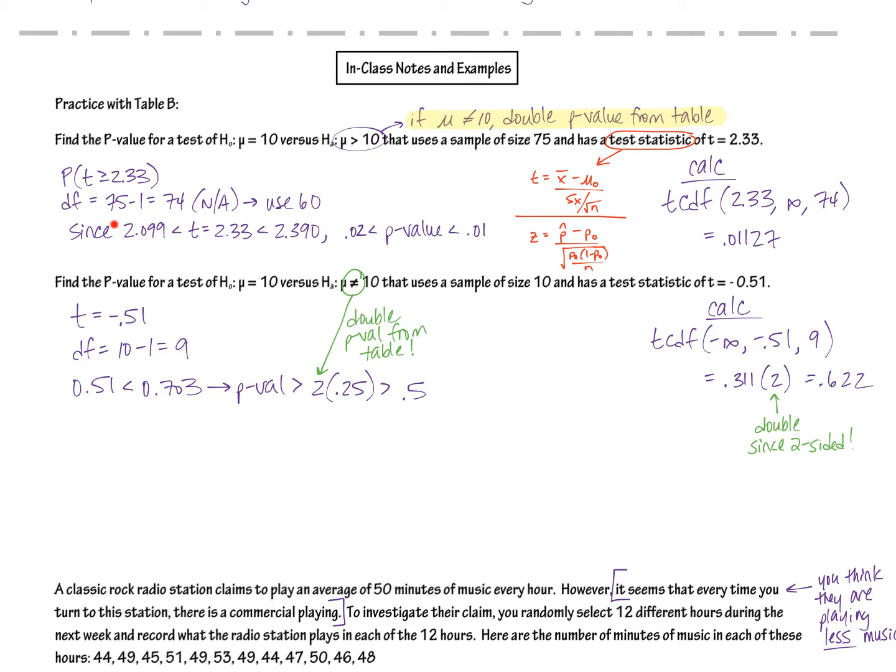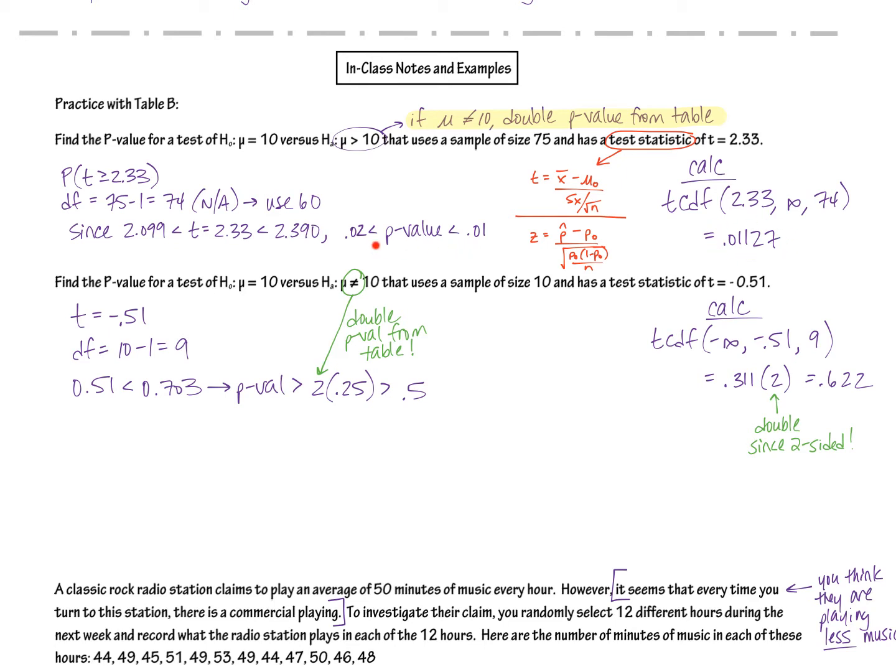One of the test statistics in the degrees of freedom of 74 row is 2.099. Another one is 2.39. So our test statistic falls in between those two. And if you look up at the very top, those are p-values. That tells us that our p-value is somewhere between 0.02 and 0.01. And that's as good as the table can do, you guys. The calculator gave us the exact digit. Okay, so keep that in mind.